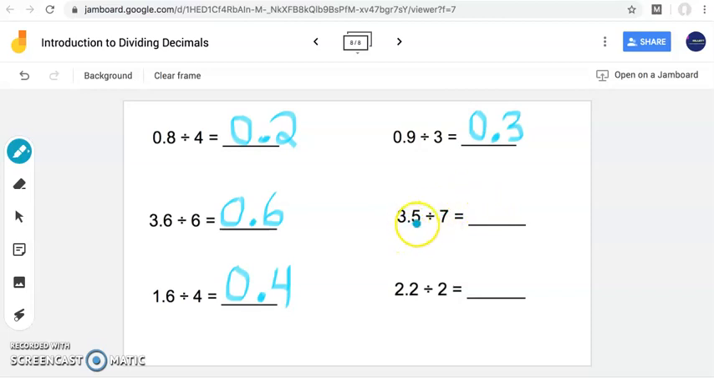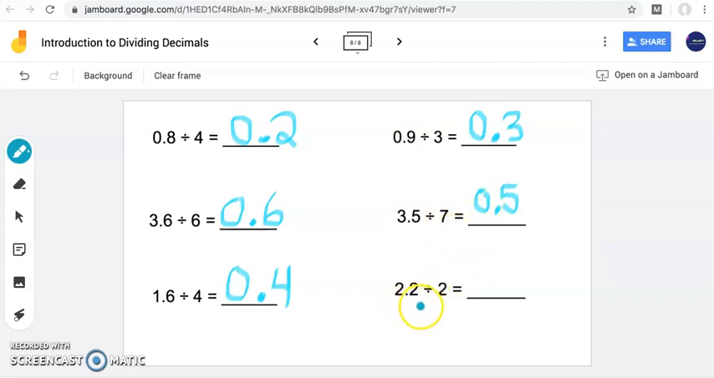Now here I have 3 and 5/10 divided by 7, or I have 35/10 divided by 7. And if I did 35 divided by 7, I'm going to be left with 5. But notice I started with 3 and 5/10. So it's breaking into smaller groups. So each group is going to have 5/10 in it to create 7 equal groups.